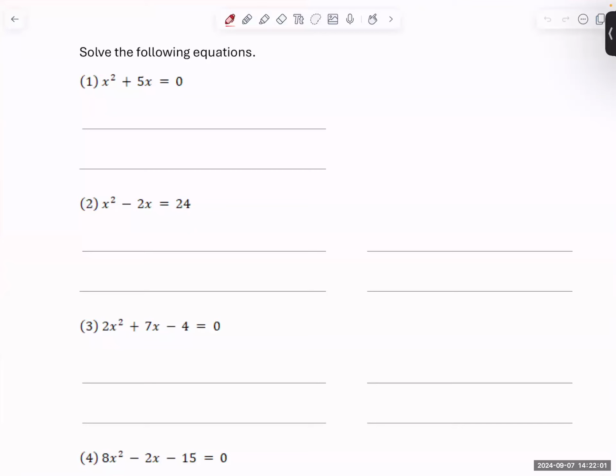To solve a quadratic equation, first we want to have the terms in decreasing exponent order and set to 0. So number one is set to 0. The constant c is 0. And to solve by the factoring method, we want to always first look for the greatest common factor. The greatest common factor in this case is x. So we'll factor out x times the binomial x plus 5 is set equal to 0.